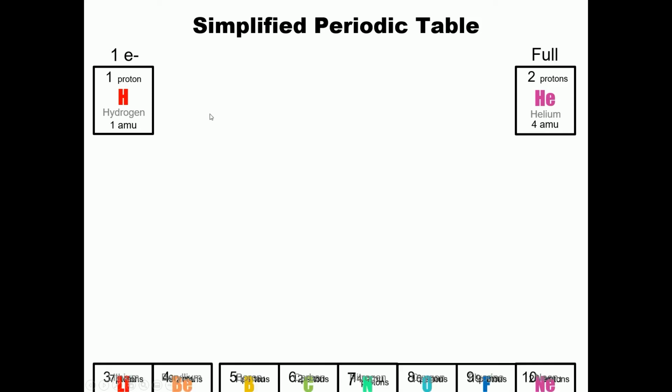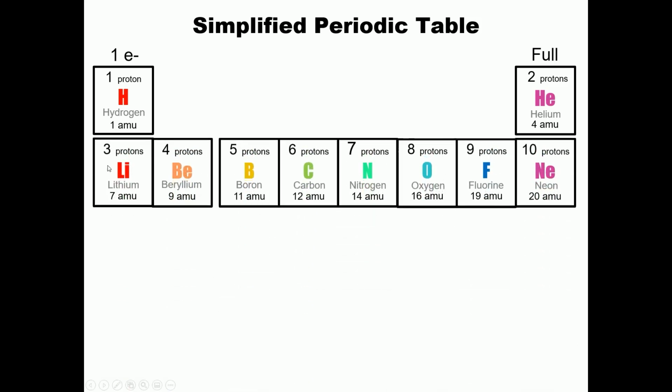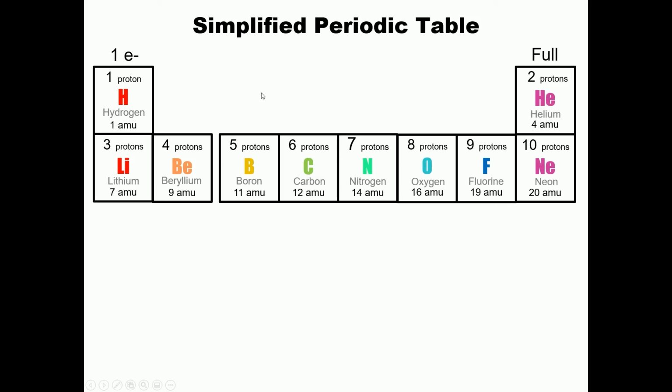In the second row, we start with lithium. Lithium has 3 protons, and a neutral lithium atom, therefore, would have 3 electrons: 2 in that first shell, and then 1 left over for the second shell, which means it has 1 valence electron. So look at that. It has the same number of valence electrons as hydrogen, which is directly above it in the scale.